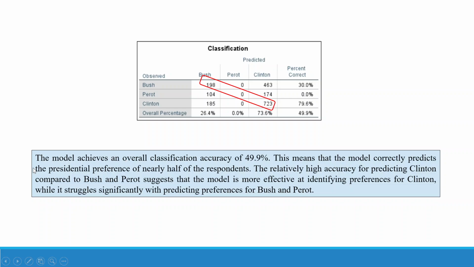So what will be our interpretation? The model achieves an overall classification accuracy of 49.9%. This means that the model correctly predicts the presidential preference of nearly half of the respondents. So this is 49.9%. The relatively high accuracy for predicting Clinton compared to Bush and Parrott suggests that the model is more effective at identifying preferences for Clinton while it struggles significantly with predicting preferences for Bush and Parrott.